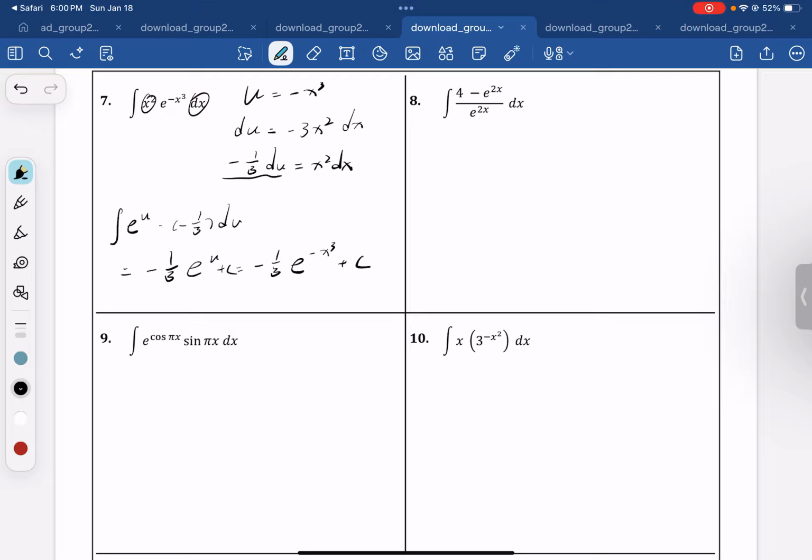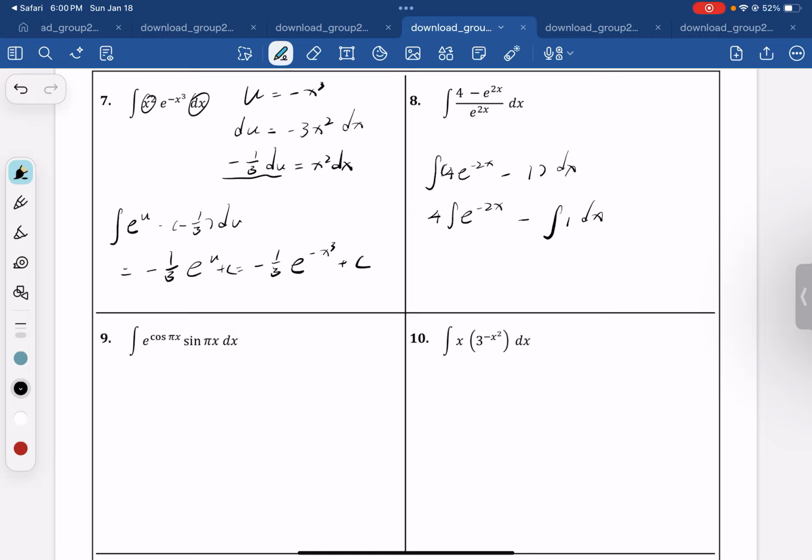Let's see question 8. The indefinite integral of 4 minus e raised to the power of 2x, divided by 2x, dx. So we can separate them. What we got is the indefinite integral of 4 times e raised to the power of negative 2x, because e raised to the power of 2x is in the denominator. Then we minus 1, parentheses, dx. So we separate again: 4 times e raised to the power of negative 2x minus the indefinite integral of 1 dx.